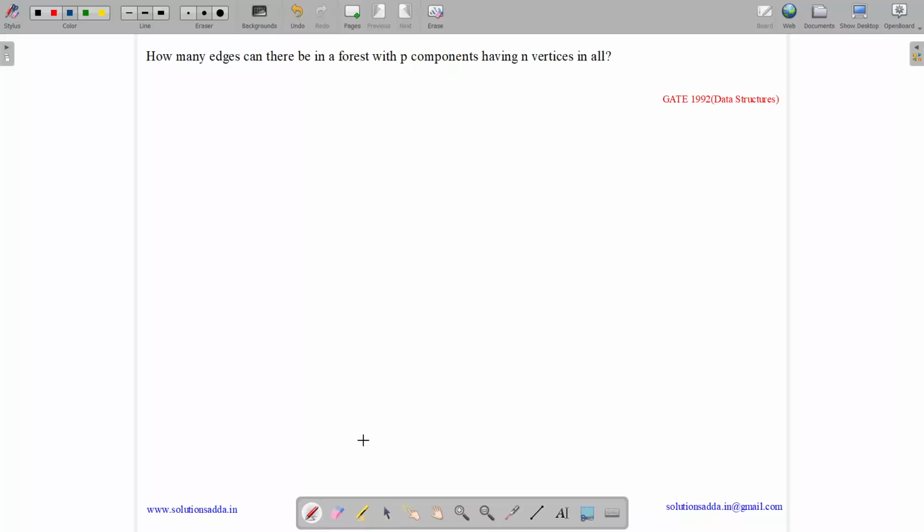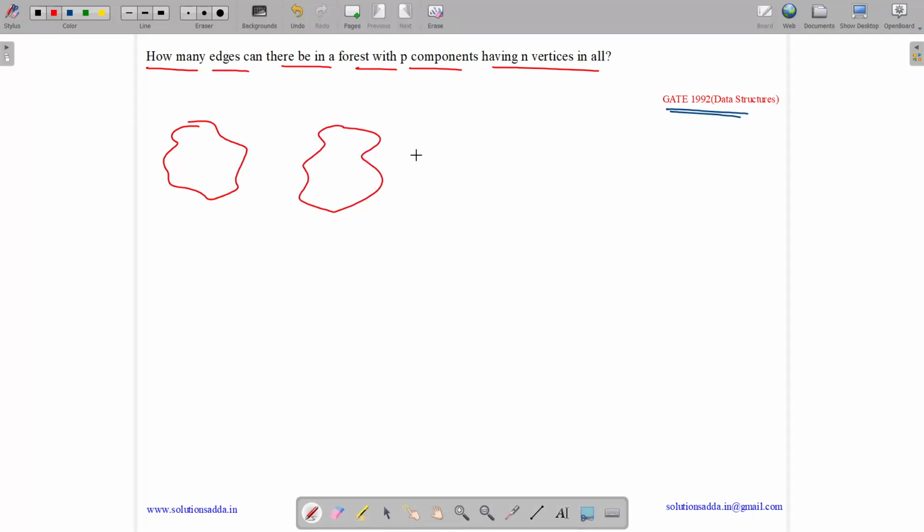This question belongs to the data structure subject and was asked in GATE CSE 1992. So the question states, how many edges can there be in a forest with P components having n vertices in all? Okay. So we have a forest with P components. P components means it will have P parts. Okay, so the total number of vertices is n, and we have P components: component 1, component 2, and so on up till component P. Each component should be a tree.